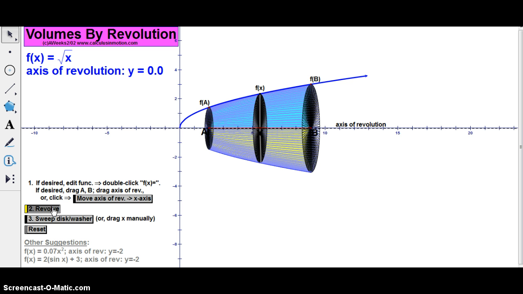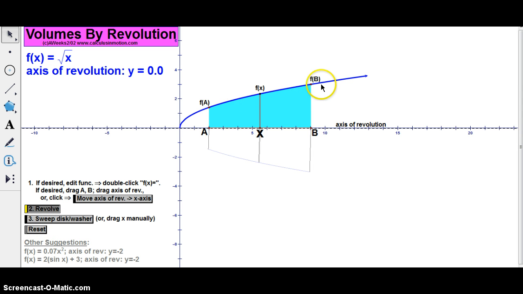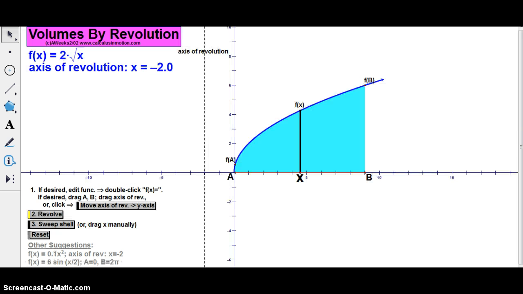So this is if it was rotated around the x-axis. Again, our function is the square root of x, and it's being rotated from values a to b around the x-axis. Let's look at another one where it's rotated around the y-axis so you can see how that looks. This time our function is 2 times the square root of x, and our a value is 0 and our b is 9 again. This time it's going to rotate around the y-axis. So let's see what that would look like.